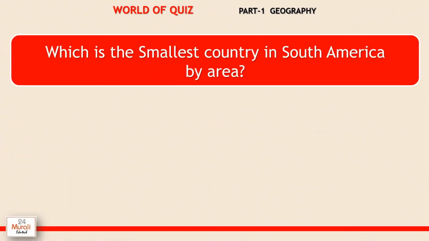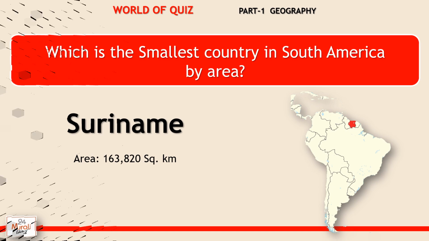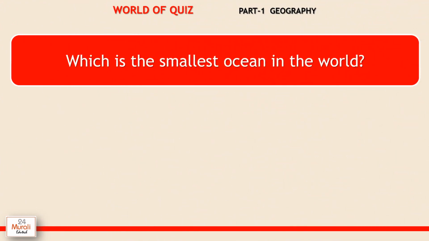Which is the smallest country in South America by area? Suriname, with an area of 163,820 square kilometers. Which is the smallest ocean in the world?